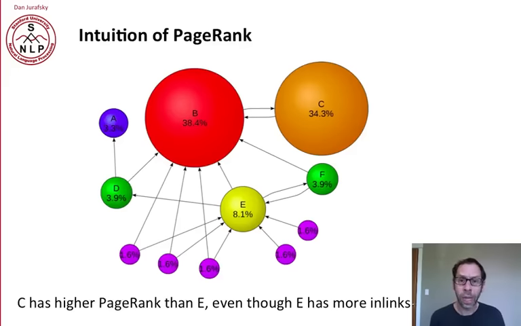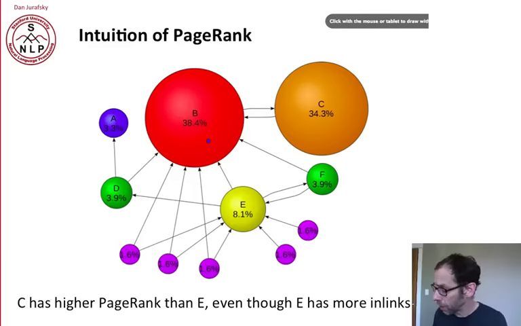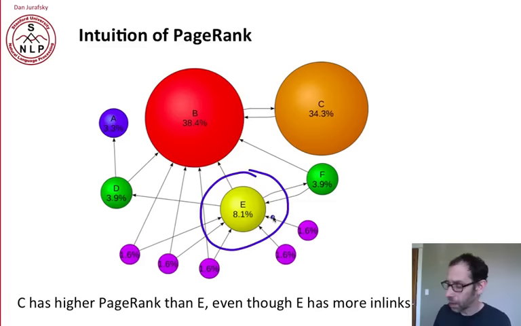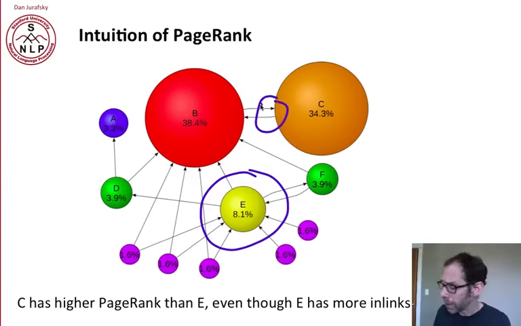So the intuition of PageRank is, instead of just counting the number of inlinks and outlinks, we're going to weight a link as more important if it comes from a page that's more important itself. And here's a graphical representation of this idea. Here E has a lot of links. It's got 6 links coming in and some coming out, whereas C only has 1 link coming in. But C's 1 link coming in is from B, a very important page.